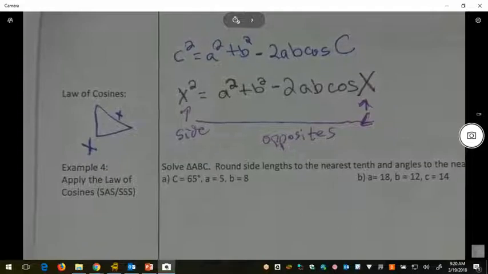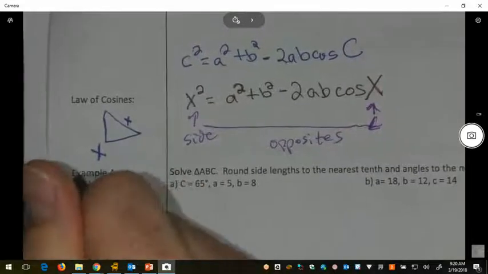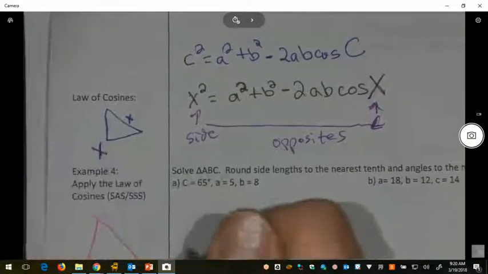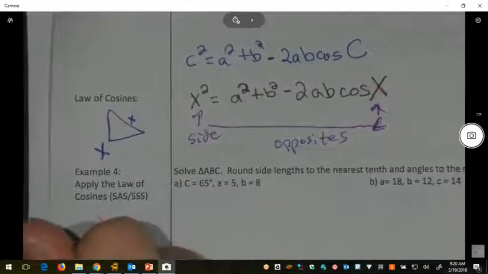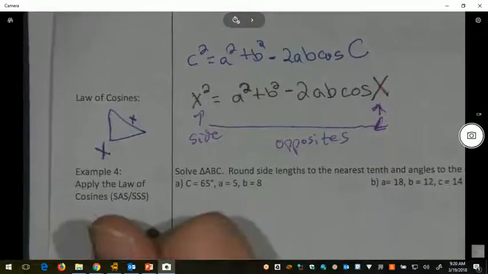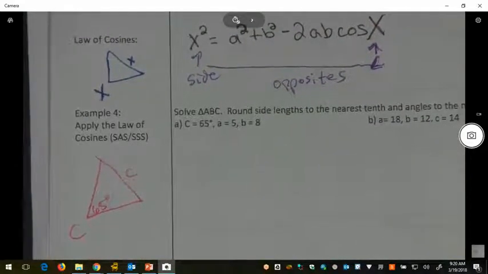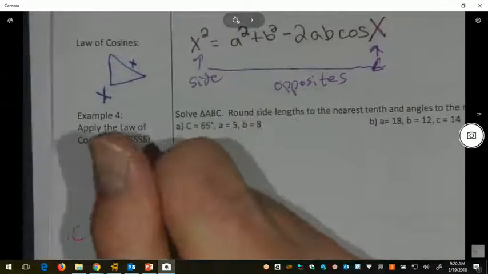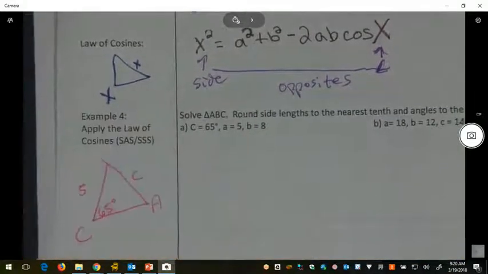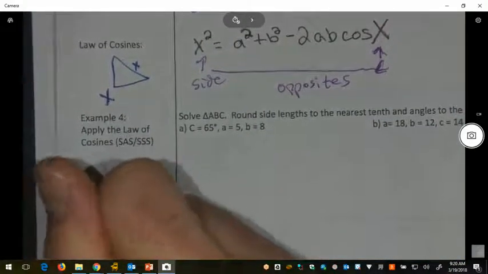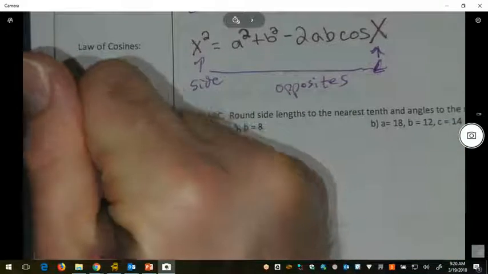I'm going to draw a picture for letter A, where I have angle C, that's 65 degrees. I don't know side C. That's why we're going to want to use law of cosines. I don't know angle A, but I know side A is 5. I don't know angle B, but I know side B is 8.